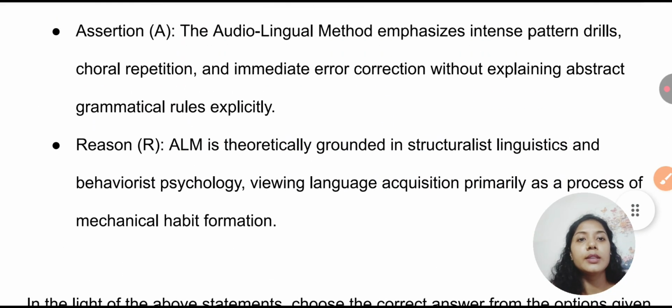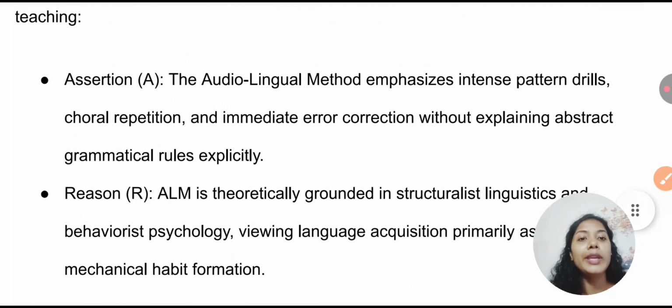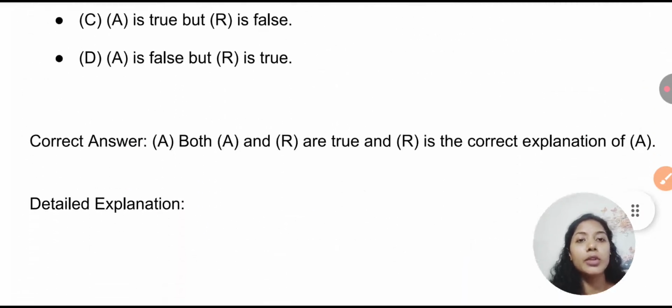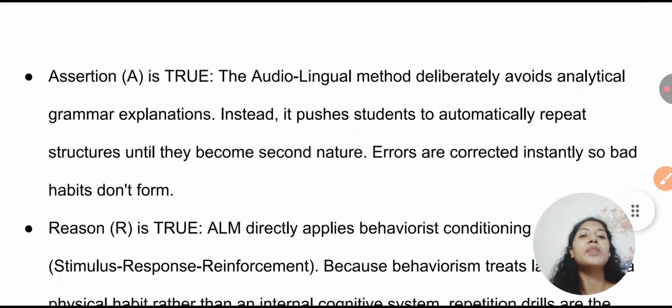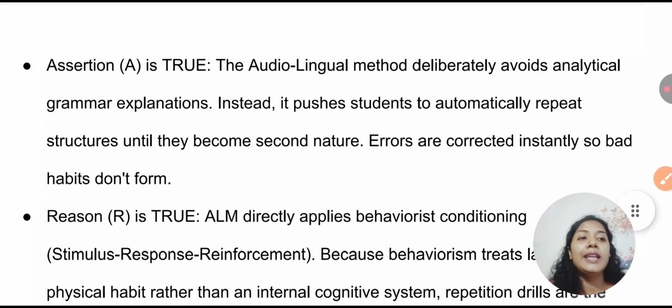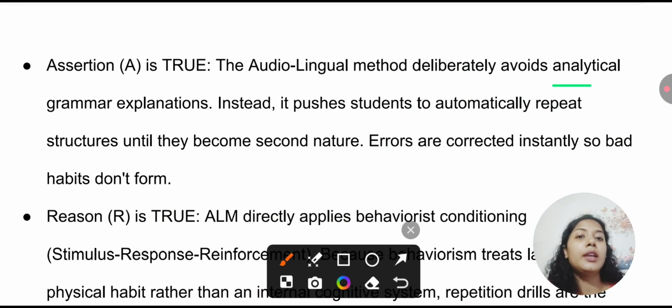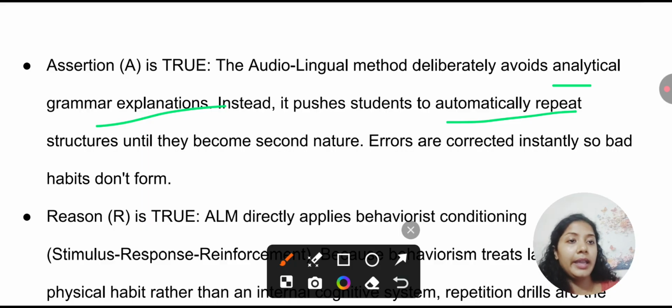In case it's confusing and you don't know, ALM is audiolingual method. Okay, so correct answer will be option A. Both A and R true, and R is the correct explanation of A. So A, audiolingual method deliberately avoids analytical grammar explanations. Okay, instead it pushes the students to automatically repeat the structures until they become second nature. And errors are corrected instantly, so bad habits don't form here.